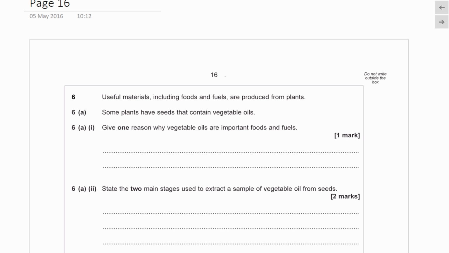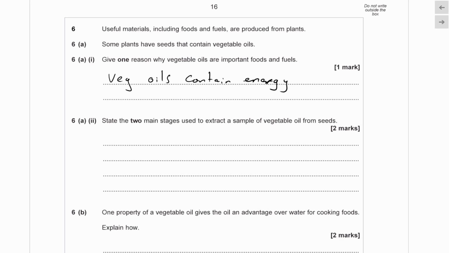Okay, question 6. It says useful materials including foods and fuels are produced from plants. Correct. Some plants have seeds that contain vegetable oils. Give one reason why vegetable oils are important foods and fuels. All right, so important foods and fuels. The reason they're important for both is because they contain energy, right? So what I'm going to say is that veg oils contain energy, and that is enough.